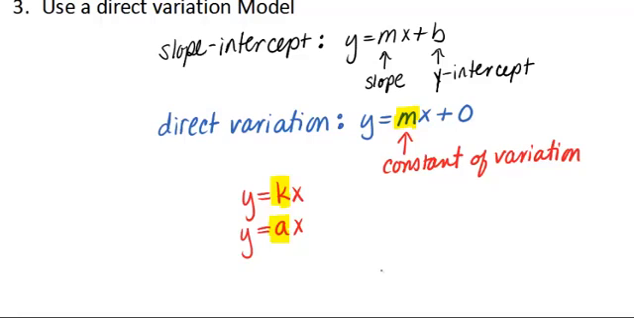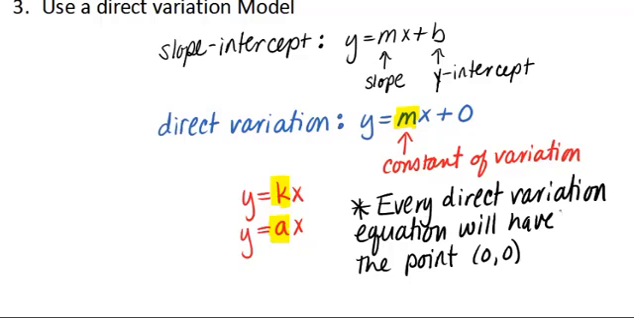Now, because every direct variation model has 0 for the y-intercept, every direct variation equation will have the point 0, 0 on it. Because every direct variation equation has the point 0, 0, it's really easy to test which equations are direct variation and which equations are not direct variation. Before we actually look at some equations, let's look at some graphs first.